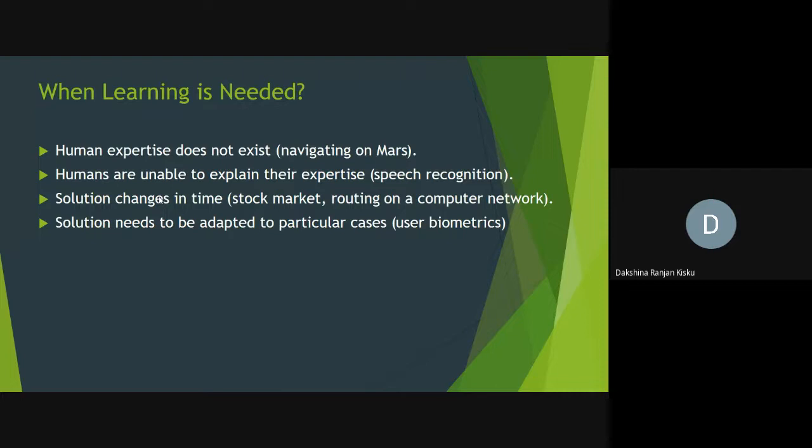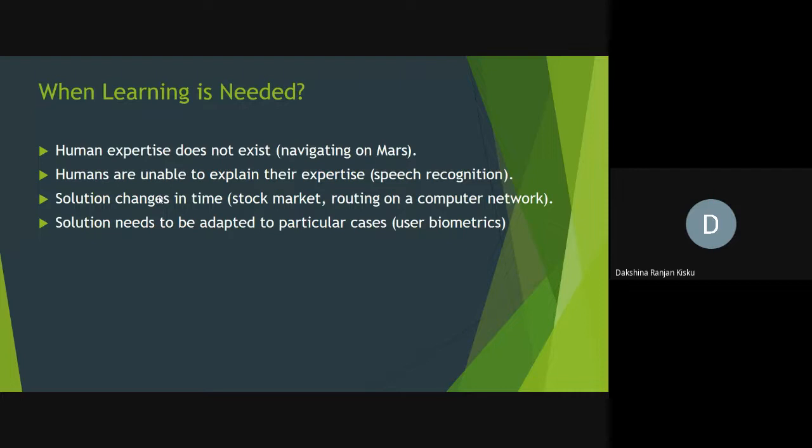Now, if I consider that humans are unable to explain their expertise in some tasks, like speech recognition, then we can use machine learning algorithms in place of humans to understand the various aspects of speech recognition. So in this situation also we can use machine learning algorithms.